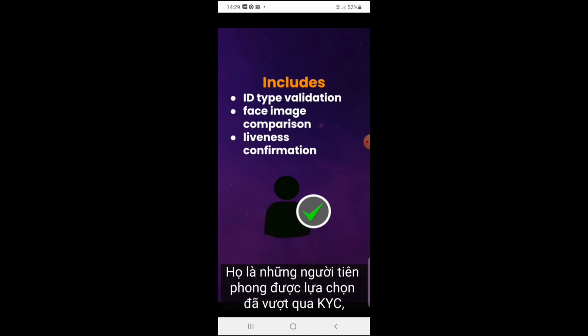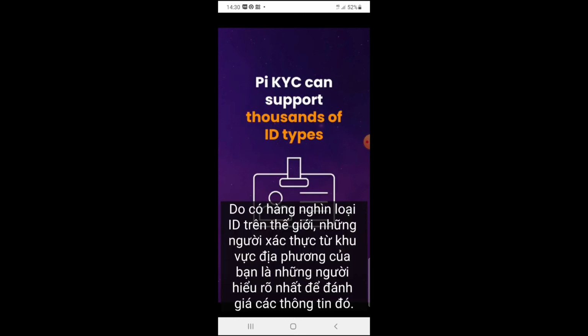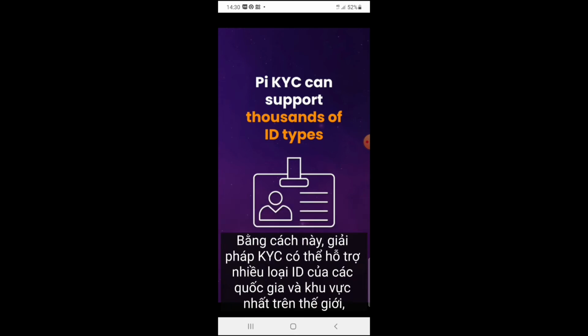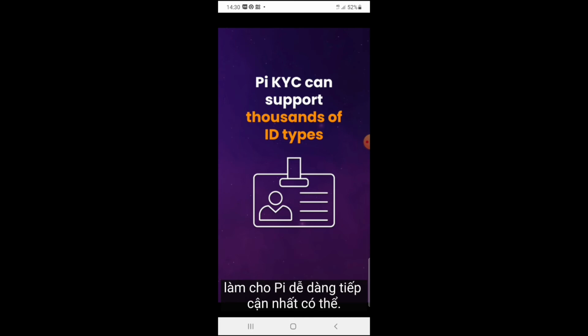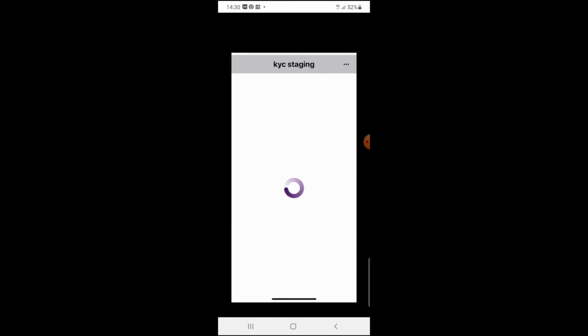These are selected pioneers who have already passed KYC, verified their identity, and have legally agreed to maintain the confidentiality of any data they see. As there are thousands of ID types in the world, human validators from your local region are the best knowledgeable individuals to assess that information. This way, the KYC solution can support the widest variety of countries and regions' ID types in the world, making Pi as accessible as possible. To avoid human errors, more than one person will be asked to provide an assessment.